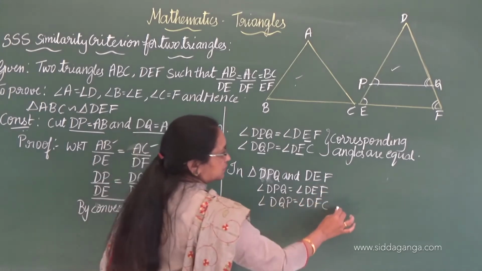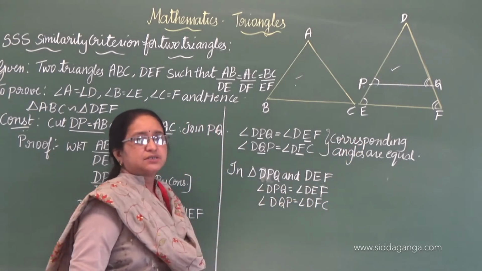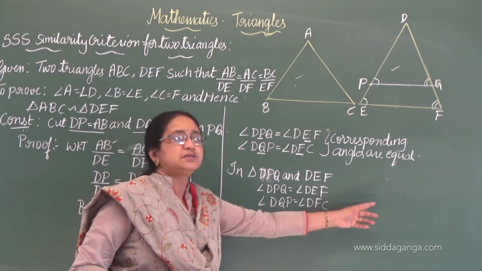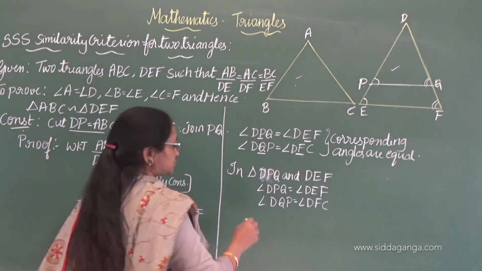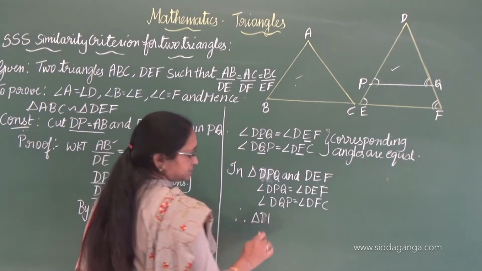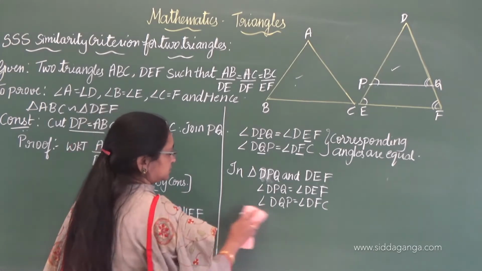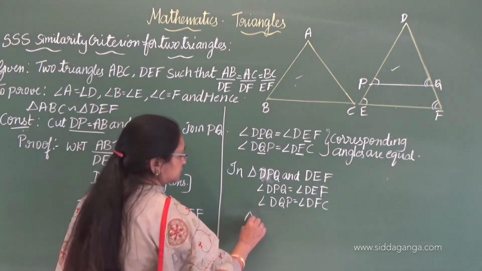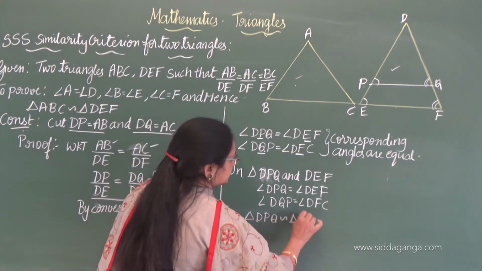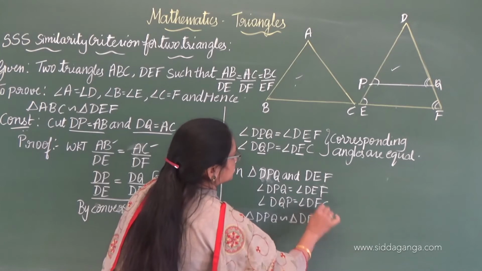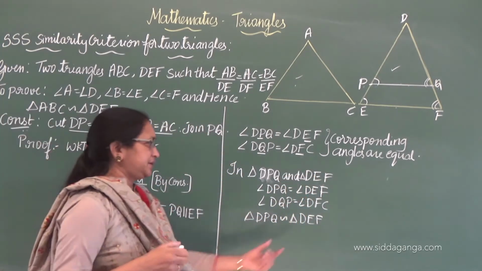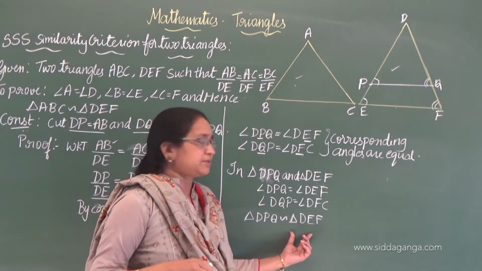So here again you need not write the reason, because we have mentioned here. If you are not writing this step, write this and write the reason here, okay. So therefore, triangle DPQ is similar to triangle DEF, okay. I hope you understood this, okay.